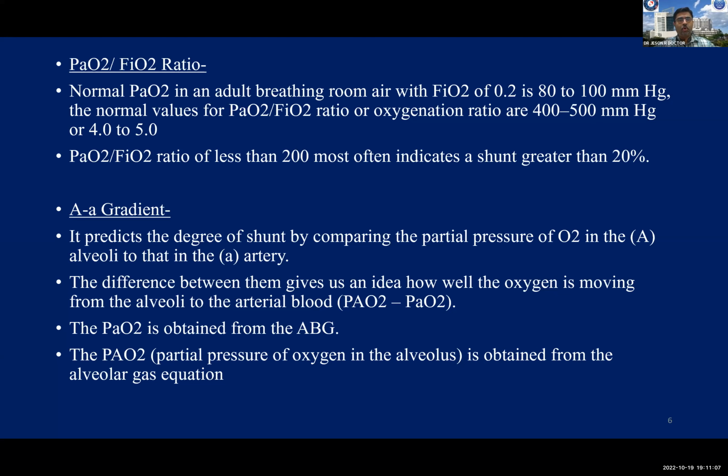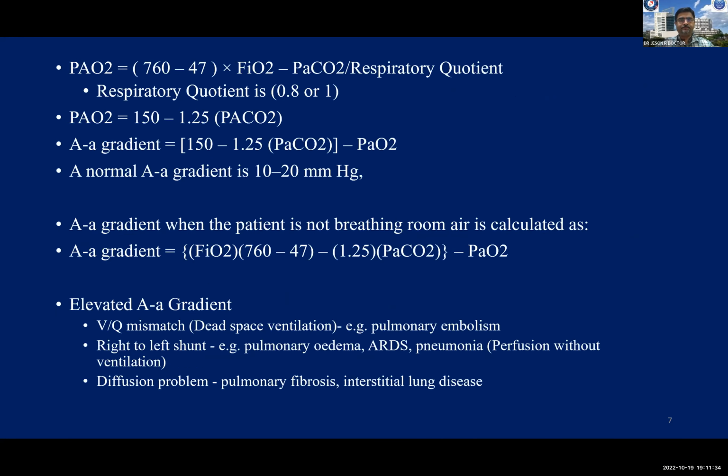Then the next aspect, that is the alveolo-arterial gradient. It predicts the degree of shunt by comparing the partial pressure of oxygen in the alveoli to that in the artery. The difference between them gives us an idea of how well the oxygen is moving from the alveoli to the arterial blood. The PaO2 is obtained from the arterial blood gas, and the capital AO2, that is the alveolar partial pressure of oxygen, is obtained from the alveolar gas equation.